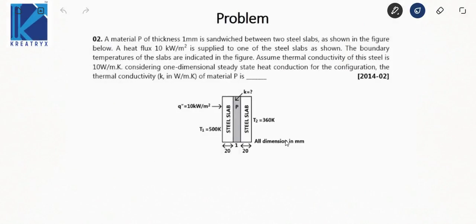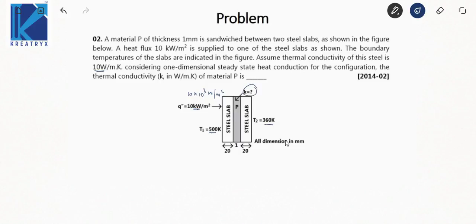It says that a material P of thickness 1 mm is sandwiched between two steel slabs as shown in the figure. Heat flux is given as 10 kilowatt per meter square. So here we have to convert this into watt per meter square, which is 10 into 10 to the power 3 watt per meter square. It is supplied to one of the steel slabs. The boundary temperatures are indicated as 500 Kelvin and 360 Kelvin. Thermal conductivity of the steel is given as 10 watt per meter Kelvin. Considering one-dimensional steady-state heat conduction for the configuration, the thermal conductivity of P we have to find out.